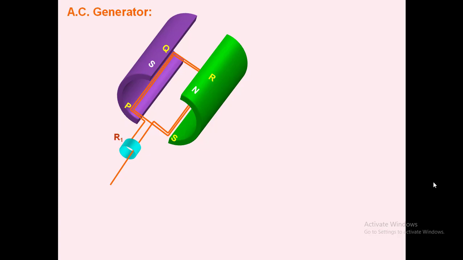One end of the armature is connected to a slip ring named R1. A carbon brush B1 is attached to the slip ring R1. The other end of the armature is connected to another slip ring R2. The carbon brush B2 is fixed to the slip ring R2. Now, a load is connected between the two carbon brushes B1 and B2. Here the load is nothing but it may be your home, it may be your workplace.